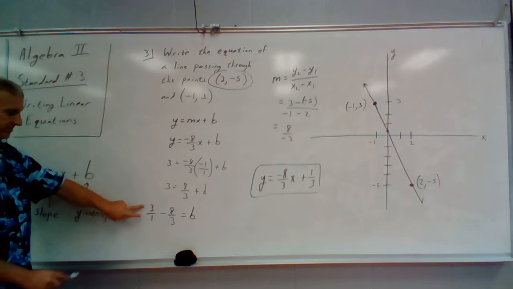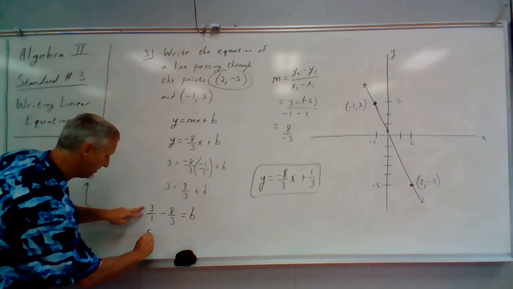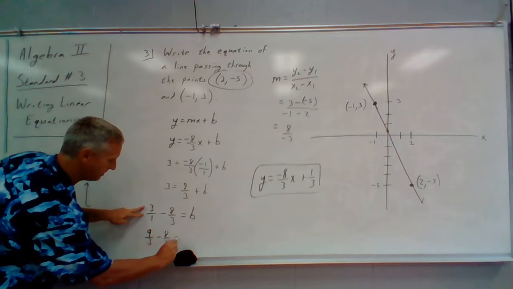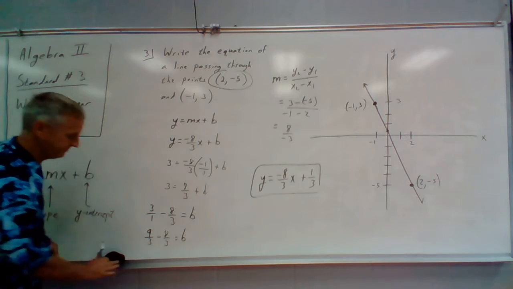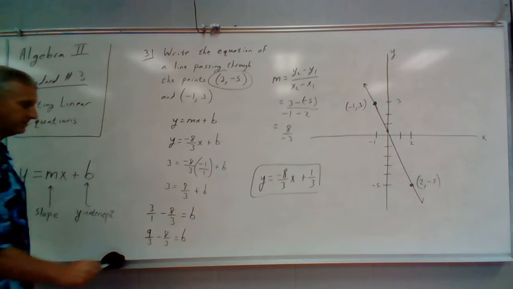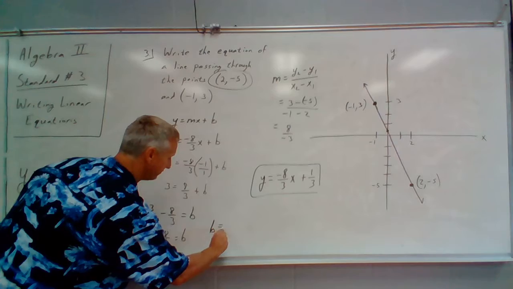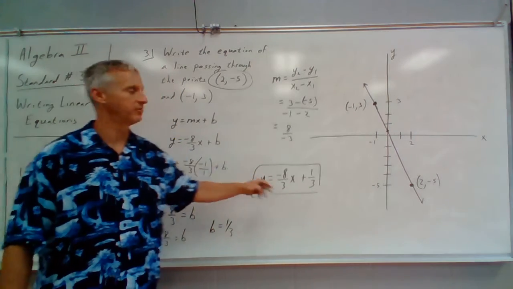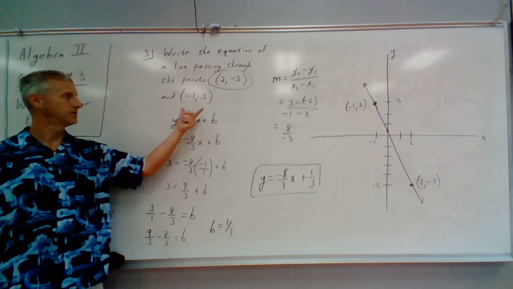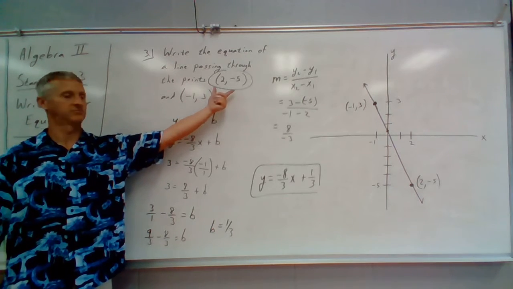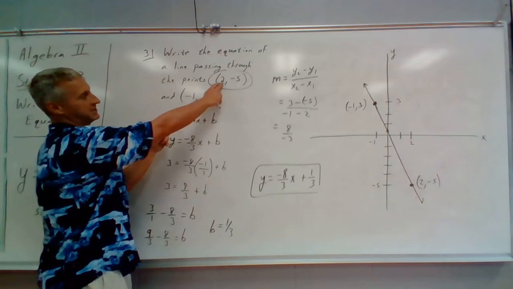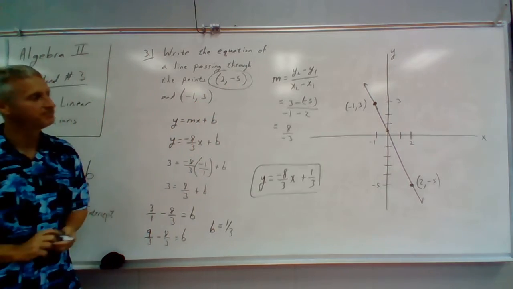I need a common denominator, so I'm going to make this 9/3 minus 8/3 equals b. 9 minus 8 is 1, so I get b equals 1/3, and I get the same answer as I did before. So it doesn't matter which point you use, just make sure you choose one single point and you take your x and your y from the same point. Don't take an x from this point and a y from that point.